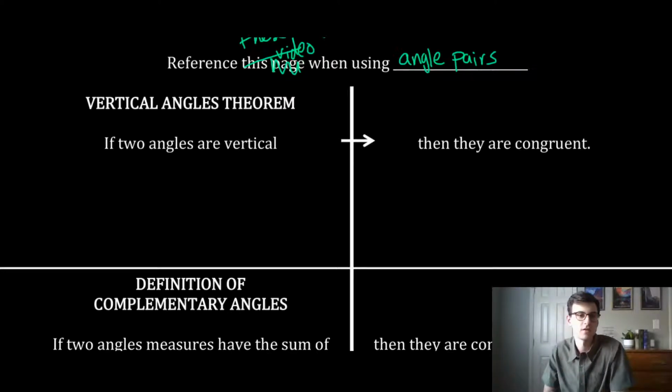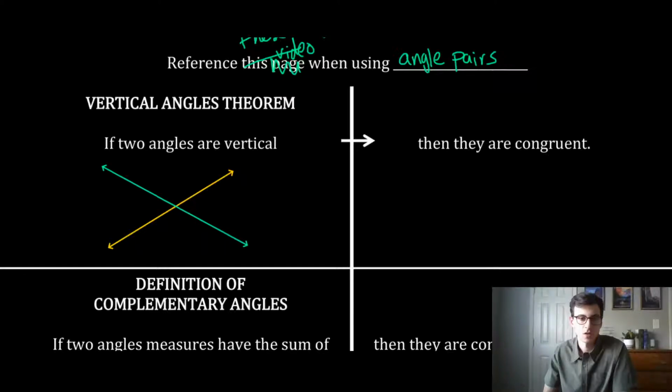Okay, so the vertical angles theorem. Vertical angles are formed by two lines. There's one line, and I'm using different colors for a reason. There's another line. Now, vertical angles are the angles that are across from each other.